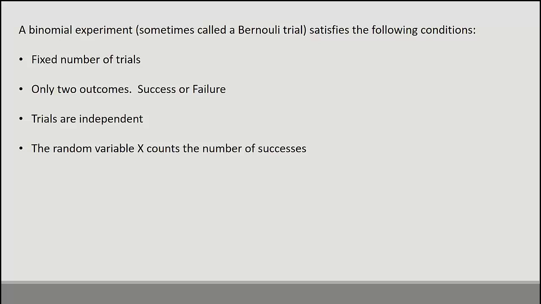or sometimes it is referred to as a Bernoulli trial, must satisfy the following conditions. Whenever we do this experiment, first of all, we must do it a fixed number of times. There has to be a fixed number of trials. And with those fixed number of trials, there can only be two outcomes. We're going to call those either success or failure. And the trials must be independent, meaning what we did with the first trial can't affect the second trial and so forth. And lastly, our random variable x, the values of x will be the number of successes for that particular experiment. If all four of those are satisfied, then we have a binomial experiment.